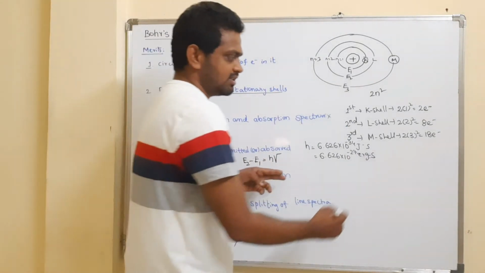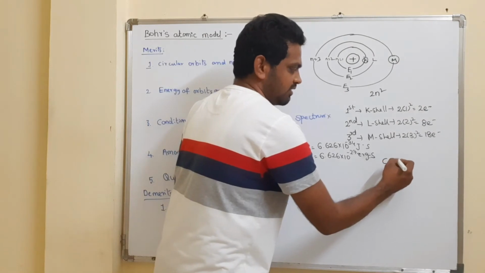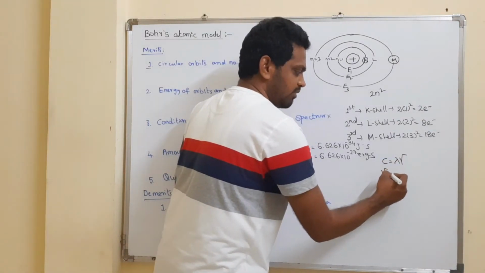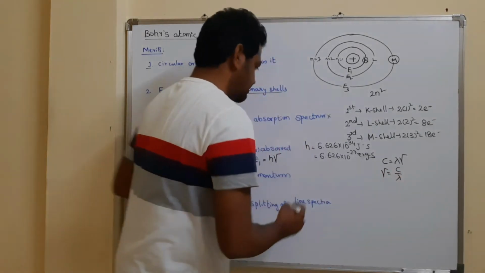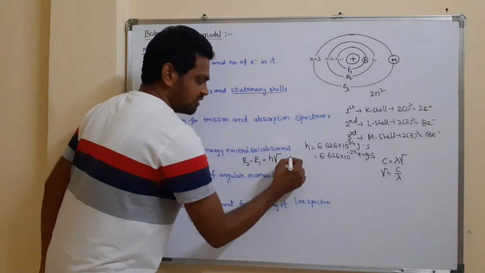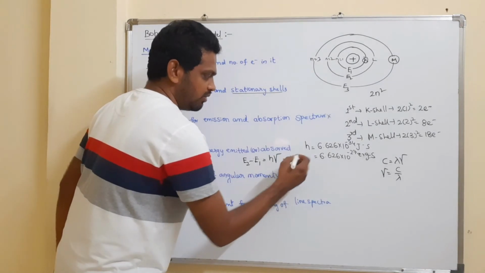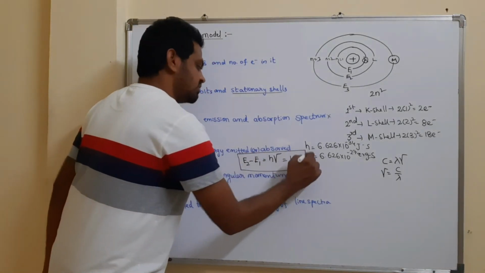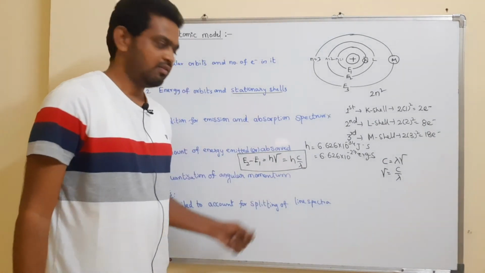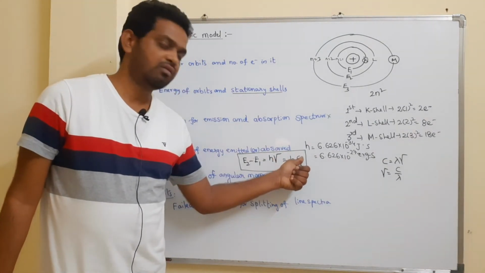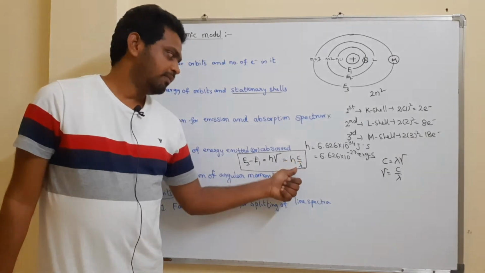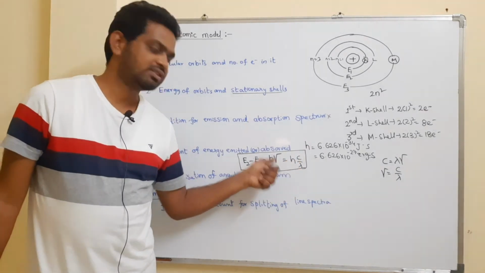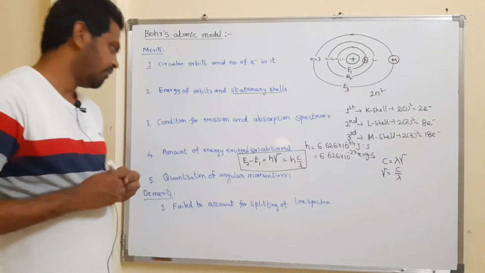From the wave velocity equation, c can be written as wavelength into frequency. From this, frequency can be written as c by lambda. After substituting the value of frequency, we have h into c by lambda, where h is Planck's constant, c is the electromagnetic wave velocity, and lambda is the wavelength of the electromagnetic wave. Nu is the frequency of the electromagnetic wave.